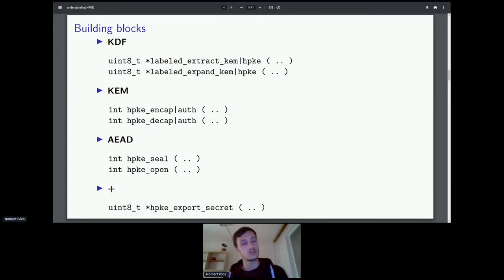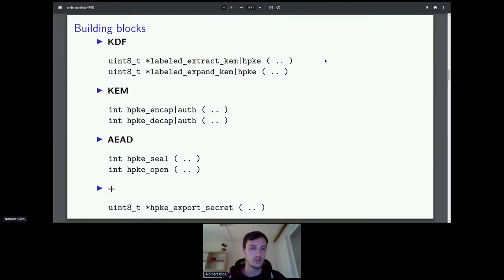So let's see. That's what I talked about. When we have the KDF, they are labeled, and we have to state if we want to use the label for the KEM or for anywhere else in the HPKE. There are two main functions, extract and expand. The first extracts a key from a keying material, which should be random. And the second one expands a key to our desired length.